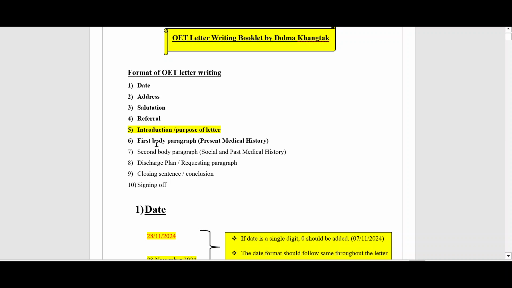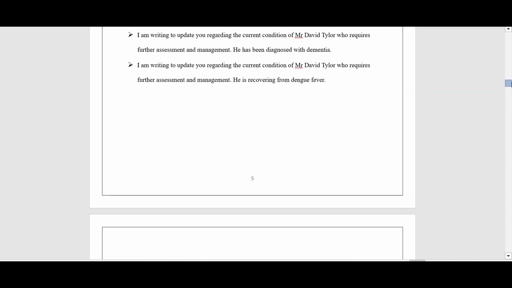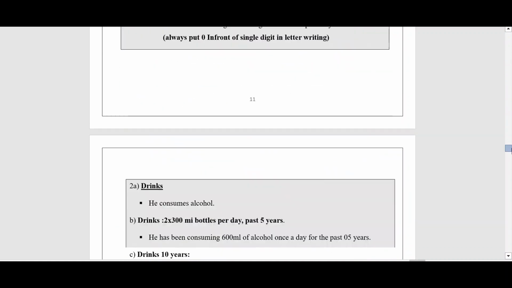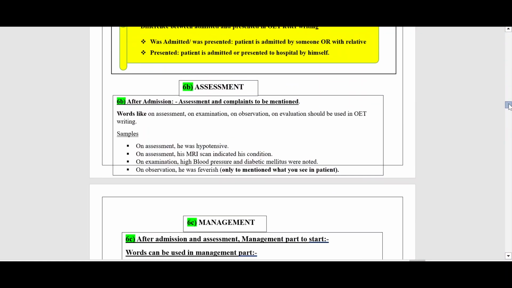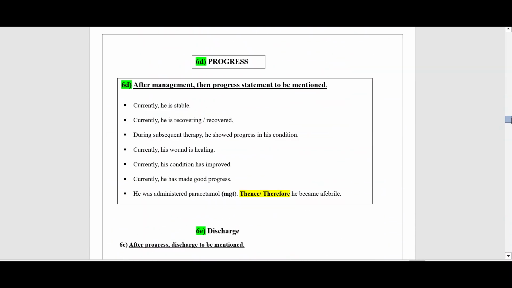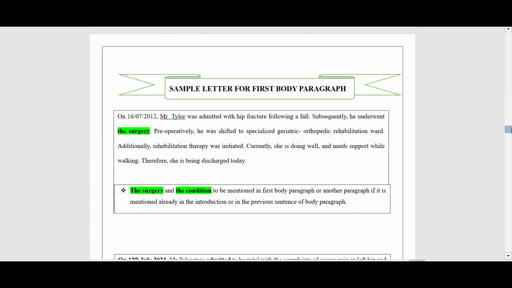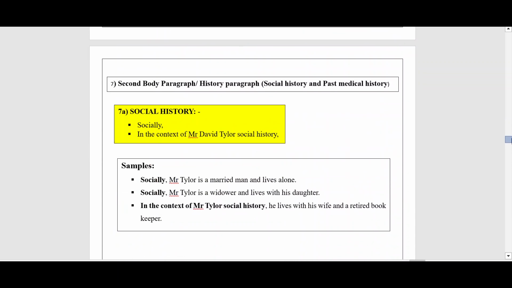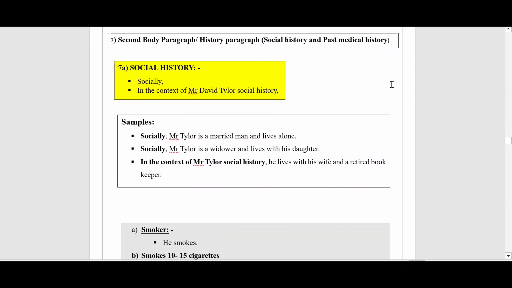These are important tips up to the first body paragraph. So now I'm going to start with the second body paragraph. These all are over, right? And this is a sample. Please check the sample which I have given for your better information.